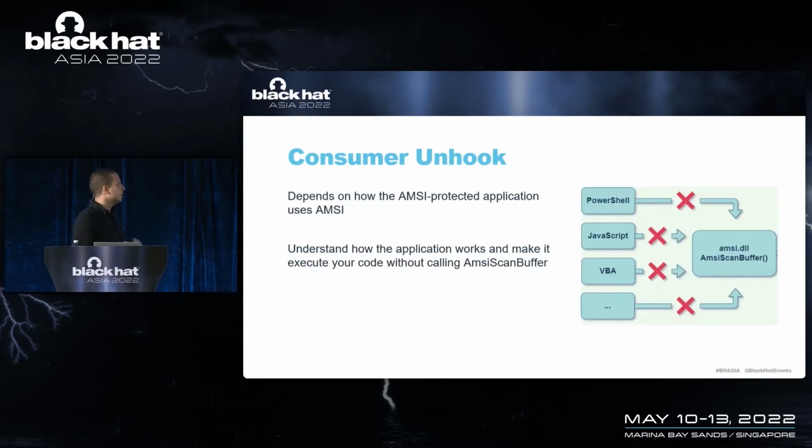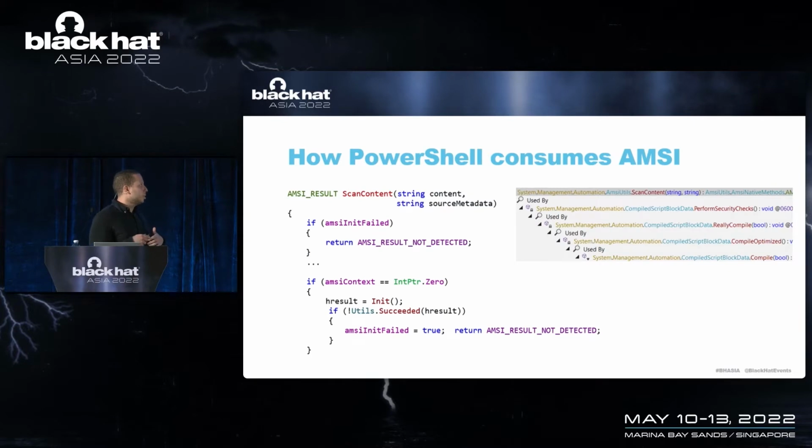The first link in the chain is the consumer. Each consumer implements code that consumes the AMSI services. If an attacker can reverse this code and understand how the consumer works, he might be able to interfere with the scan requests that are going to be made by the consumer. The example we are going to talk about today, and that will accompany us for the rest of the presentation, is PowerShell. And it's one of the most obvious examples.